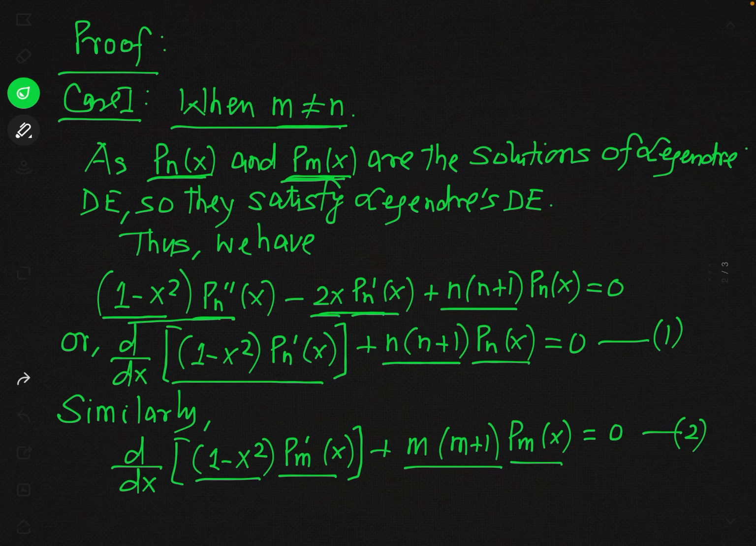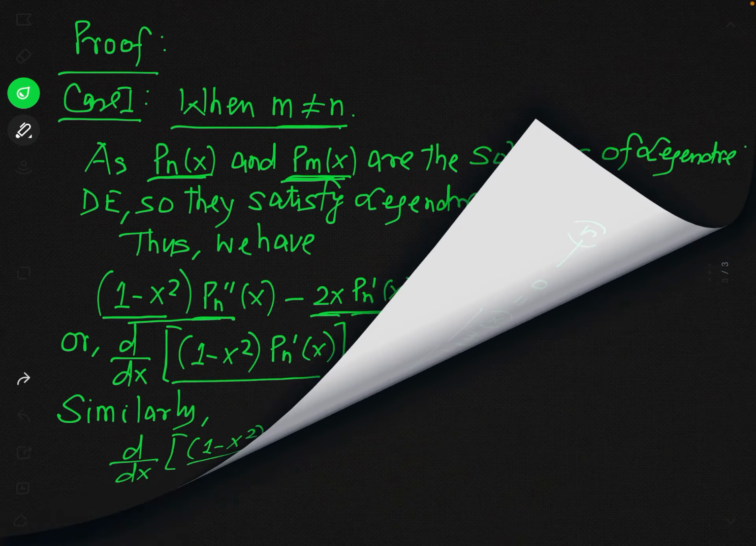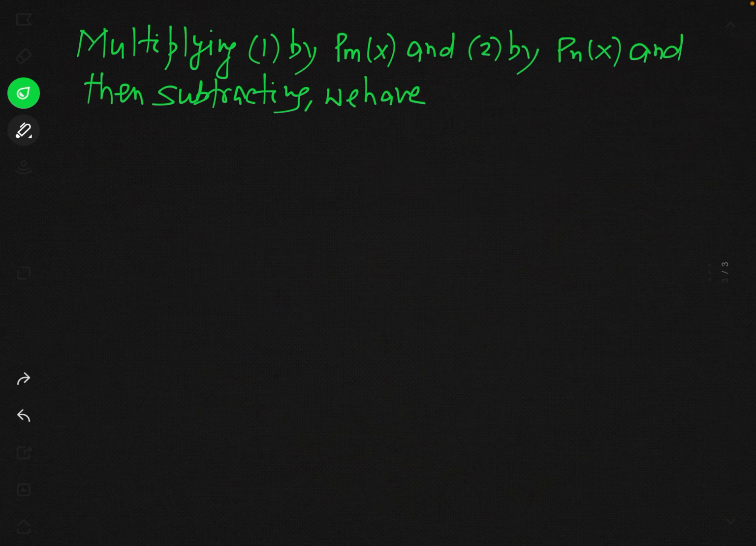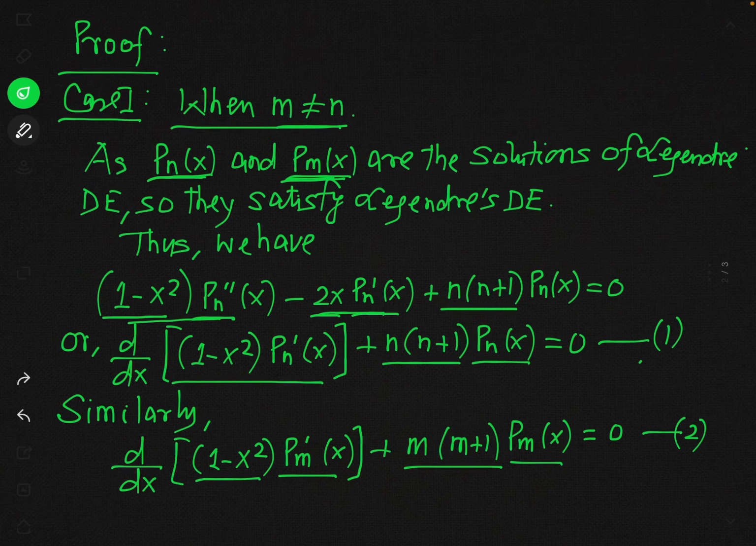So these are the two Legendre's differential equations written in terms of the Legendre polynomials Pn of x and Pm of x. Now let us multiply the first equation. You can see here the first equation. This is your first equation.